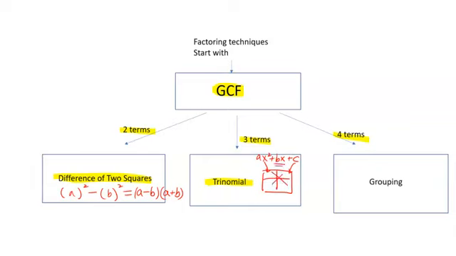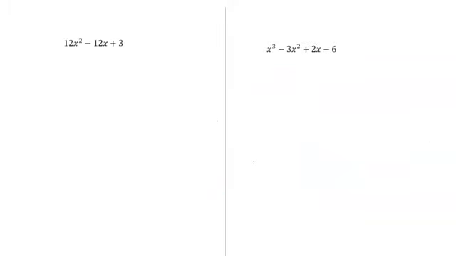And if they have 4 terms, you will do grouping. Usually, you can put the first 2 terms in a group and the last 2 in a group, and apply GCF on the terms in each group. And once you break down each one, you should be able to find something else in common and take that out. So the technique is always check GCF and then count the number of terms. So let's look at these examples here.